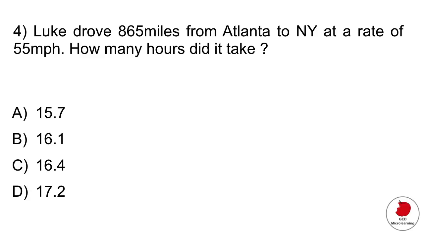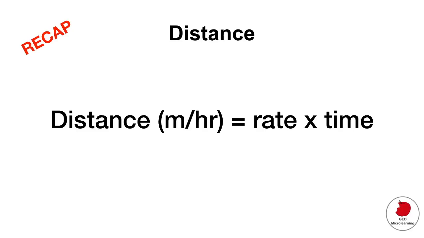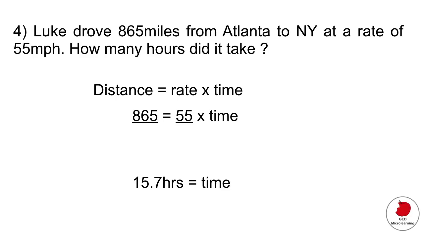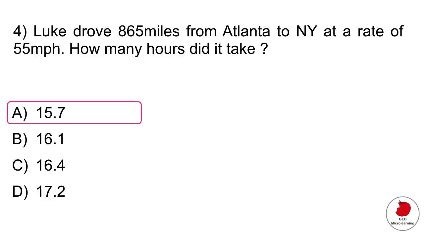Okay, next question. We're going to practice this again. Luke drove 865 miles from Atlanta to New York at a rate of 55 miles per hour. How many hours did it take? Again, we're going to use this formula that we already used, but in this case, instead of asking us for the rate, they're asking us for the time. But essentially, it's going to be the same scenario. If you plug in those values, then you would divide both sides by 55, and that gives you the time, which is 15.7 hours.